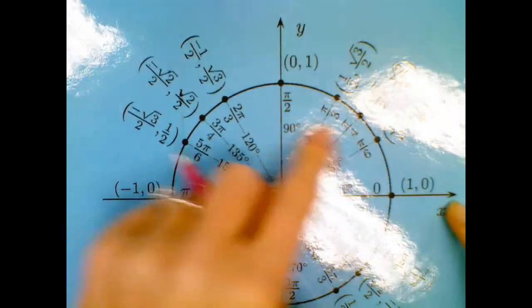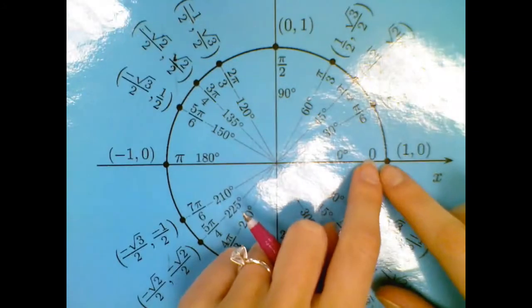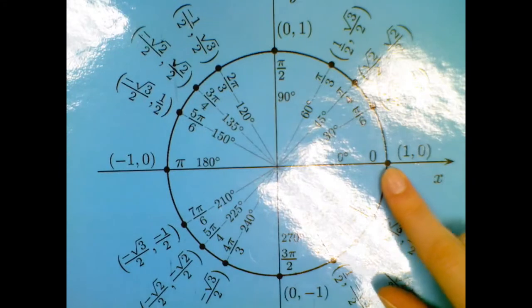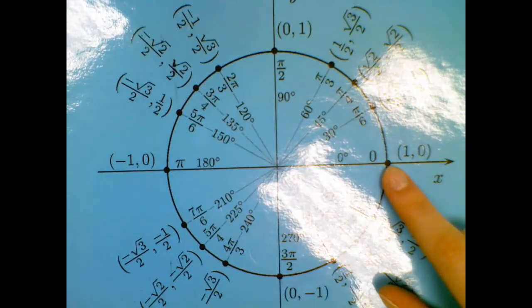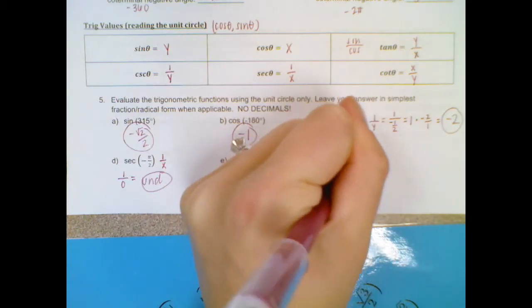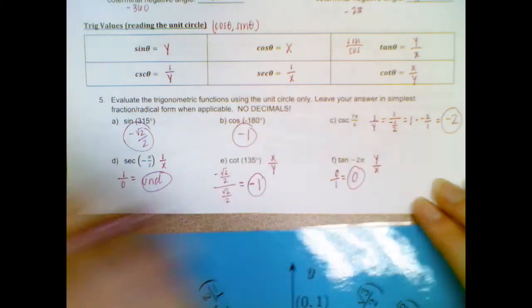Well, here's pi. This would be 2 pi, but I need to go negative. So this is negative pi, negative 2 pi. So I'm right here, okay? This would be, I'm sorry, what are we doing? Y over x. So the y value is 0 over the x value is 1. 0 divided by anything is 0.